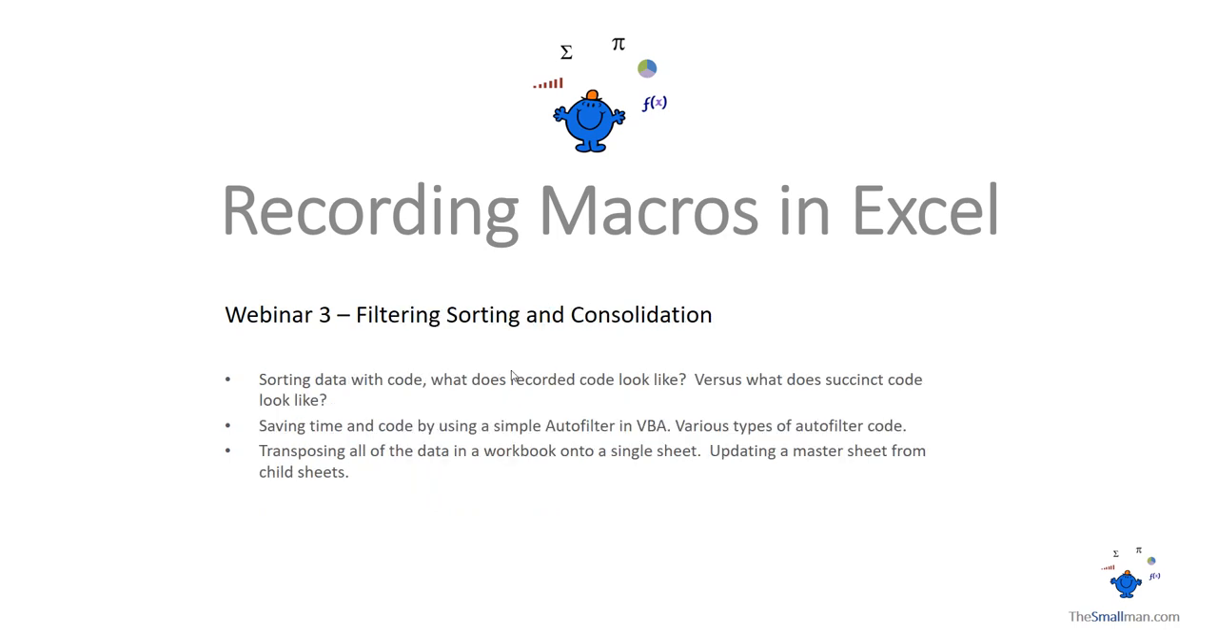So then we'll move on to things like filtering, sorting and consolidating. So we'll sort data, we'll basically record some code, and then we'll create some weapons grade code that will sort data with no fuss at all, and you can compare the pair. So you can have a look at what the recorded code looks like and then have a look at what really succinct coding looks like.